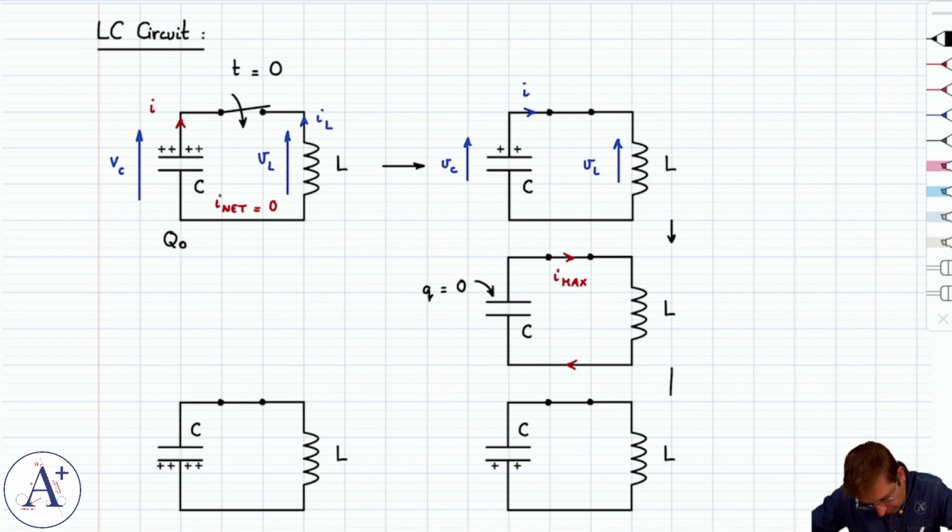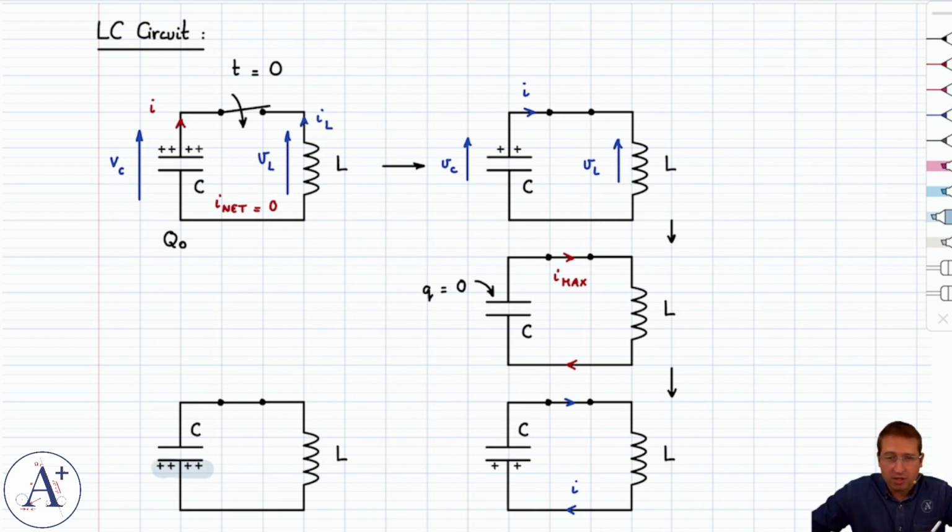And that continues. But as that happens now, you start to build up positive charge on the bottom plate of the capacitor, right? Now, there's still going to be current flowing clockwise. It's still bringing charge onto the bottom plate of the capacitor. But it's slowing down because now it gets harder to bring the charge to the capacitor because these charges here don't like each other. They repel each other. And so it gets harder and harder to push charge onto the bottom plate of the capacitor.